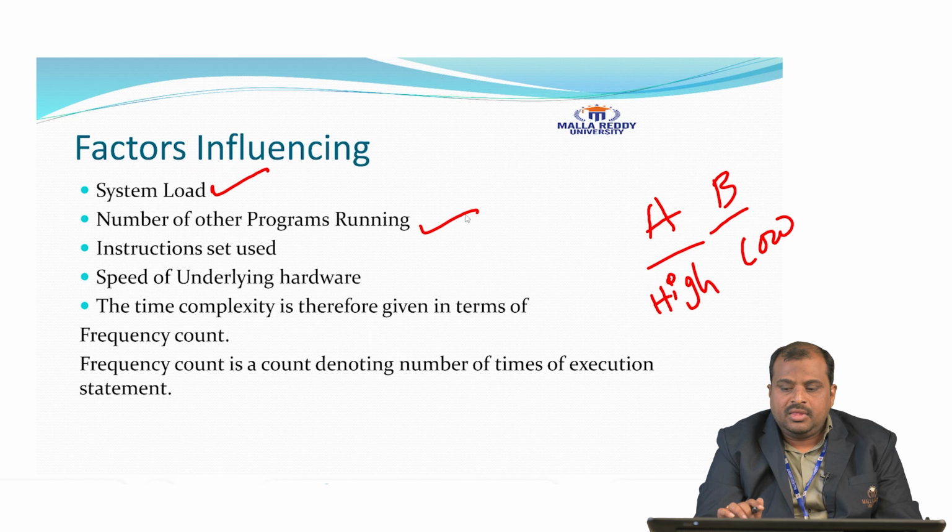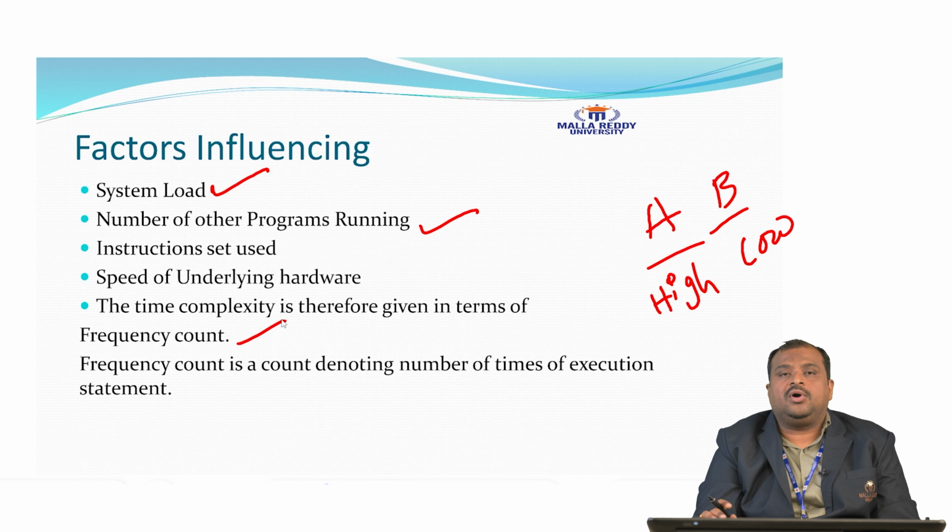Here, the time complexity is therefore given in terms of frequency count. What is called a frequency count? Frequency count denotes the number of times each line has been executed: approximately how much time each line will take, and how many times each statement has to be executed for the algorithm to run. This is called the frequency count. This will be seen with an example in the next slide.